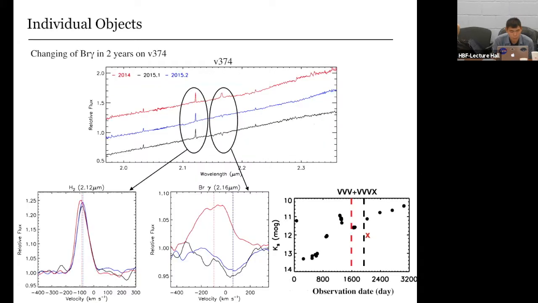So at the end, I want to show you one thing. V374 changed its Brackett gamma emission to absorption on a time scale of 1 year. This is quite interesting. Maybe it's caused by the termination of the mass accretion process, or maybe just by a geometric effect, where you can't really see the accretion spot on the star. Maybe.